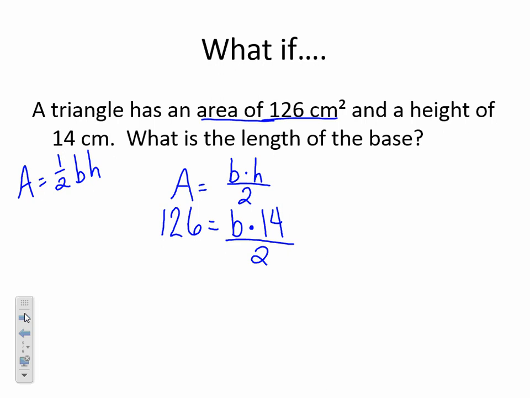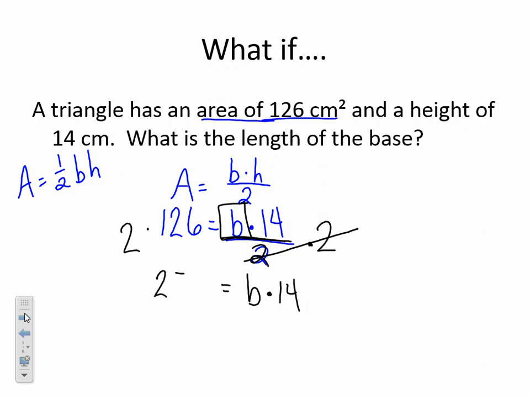And we need to try to solve for the base right here. So we need to try to figure out that base. How would we do that? Well, let's undo parts of this formula to get b alone. See this dividing by 2? How do we undo that? Multiplying by 2 is the opposite of dividing by 2. So then that would cancel and I'd have b times 14. And I'd have 126 times 2, which is 252.